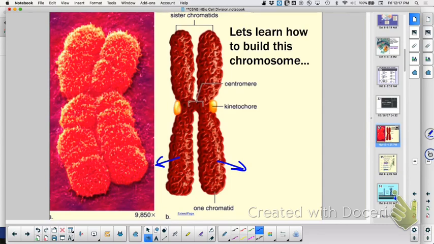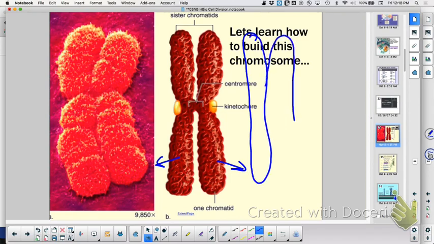2 cells. If you're going to do meiosis, I'm going to need a homologous pair. And the first division will separate these homologous pairs, and now I have 2 cells. And then the second division will separate the sister chromatids. Okay? Clarifying questions on big ticket items like that.